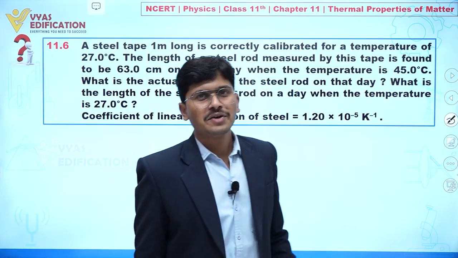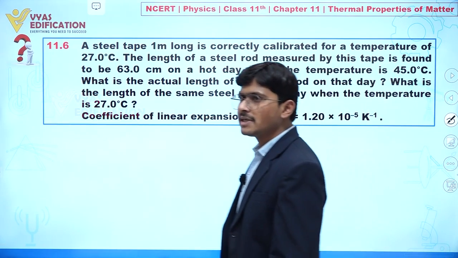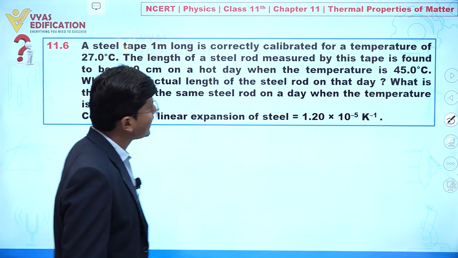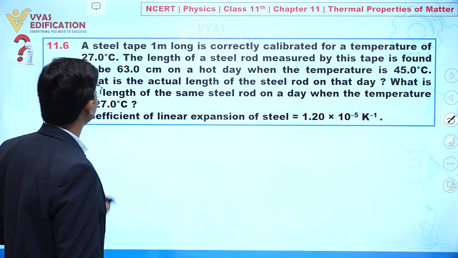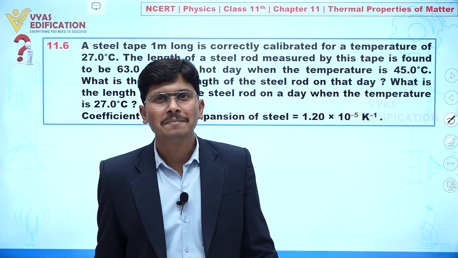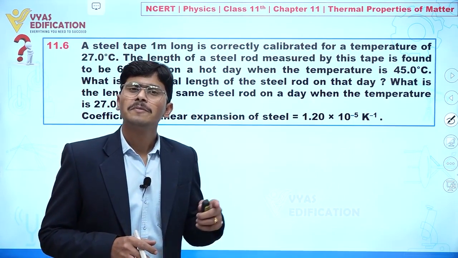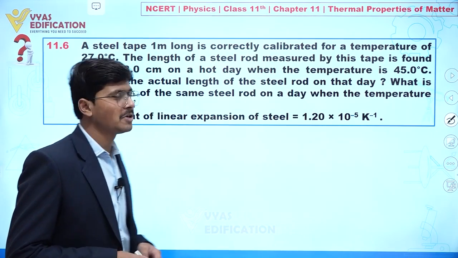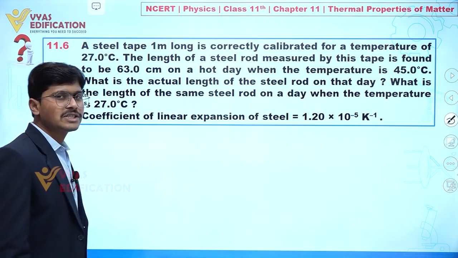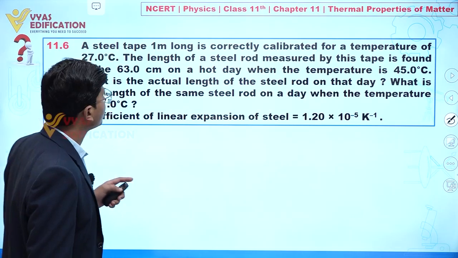Now dear student, we are going to discuss question number 11.6, clear. In this question it is given that a steel tape 1 meter long is correctly calibrated for a temperature of 27 degrees Celsius. It means at 27 degrees Celsius the steel tape is correctly calibrated, meaning the length of that steel tape is equal to 1 meter, or 100 centimeter, fine. The length of a steel rod measured by this tape is found to be 63 centimeter on a hot day when the temperature is 45 degrees Celsius.